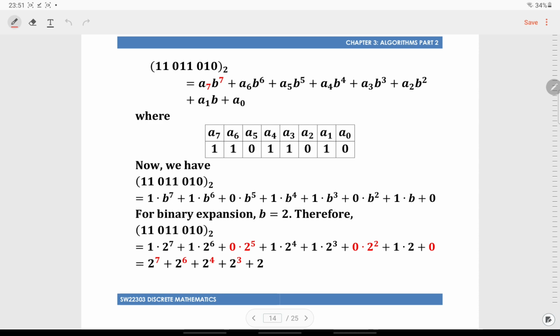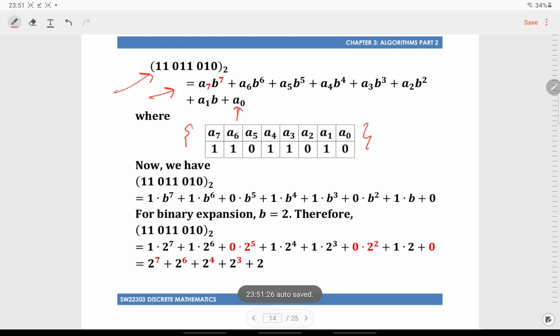Okay, the next step is to rewrite the binary expansion in this equation. So we have a7 times b to the power of 7 because our k is equal to 7. So we write up to a naught, and then we build this table. This time we pair a7 up to a naught with the corresponding binary expansion.